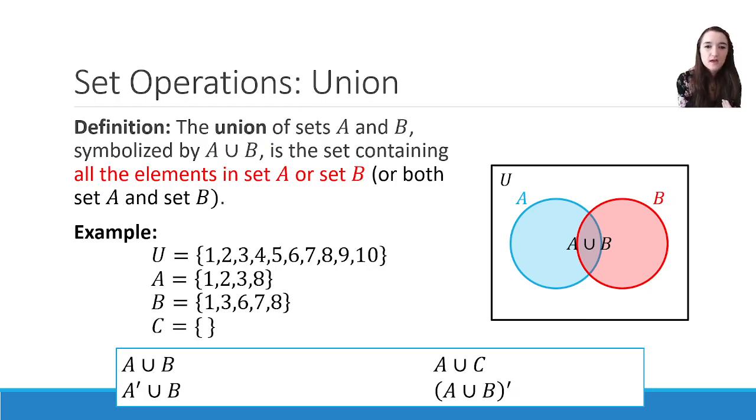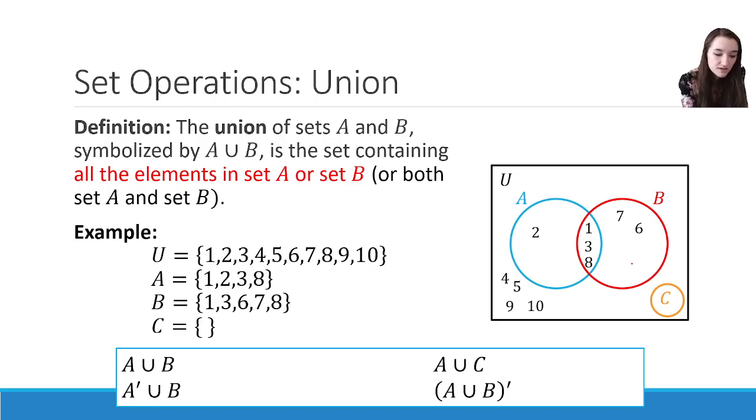Okay, so here we have the same sets as before, where U is the numbers between 1 and 10, A is 1, 2, 3, 8, B is 1, 3, 6, 7, 8. So we can create the same sets as before. I'm not going to go through that again. But now how do I answer the question of what is A union B, A complement union B, A union C, and A union B complement?